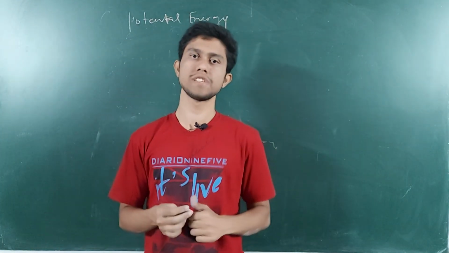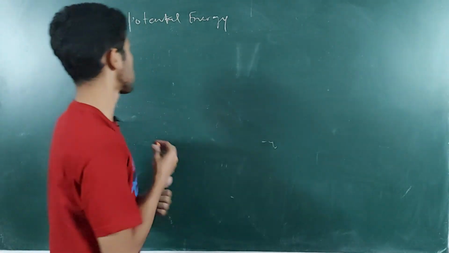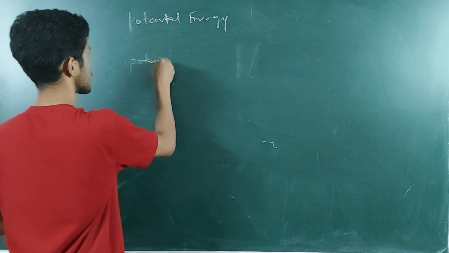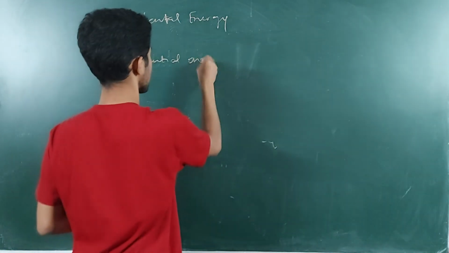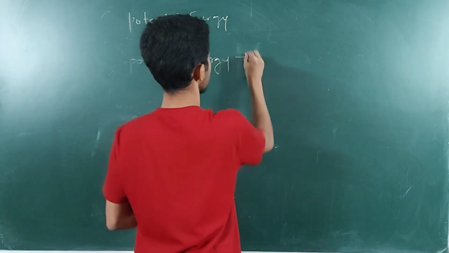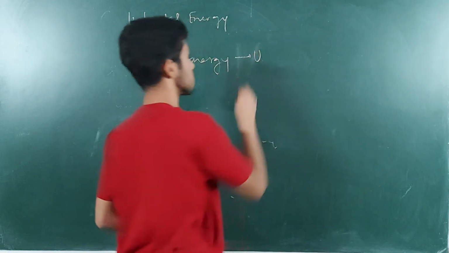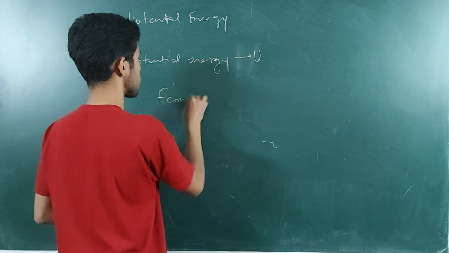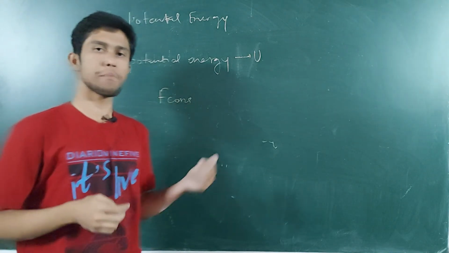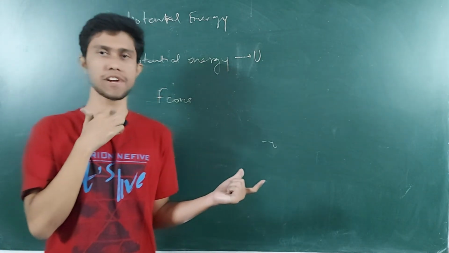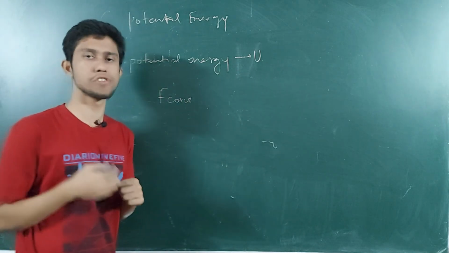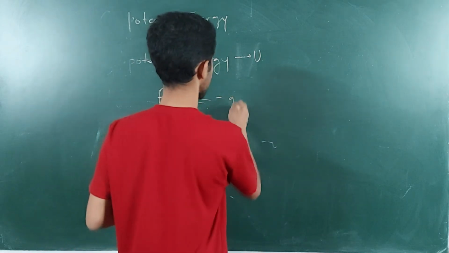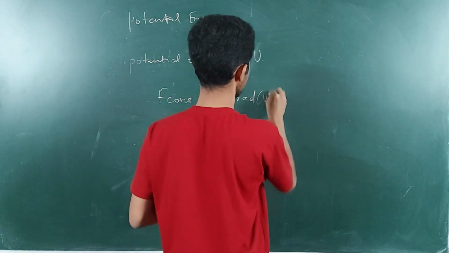So now we are going to see the numerical aspect of potential energy. Potential energy is given by U. I am going to write an expression for F conservative. What is F conservative? I have told you potential energy is defined only in the case of a conservative force field. So the force given here is a conservative force, and that will be equal to the negative gradient of U.